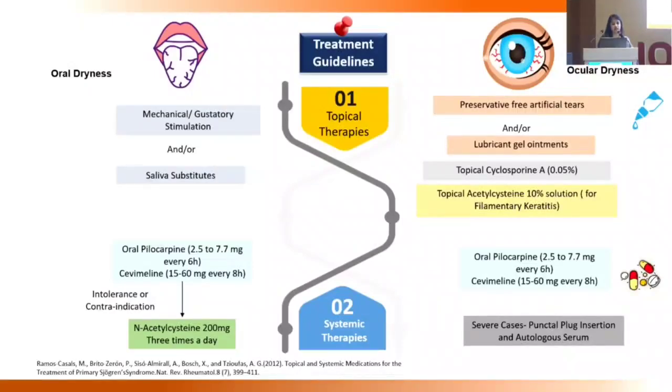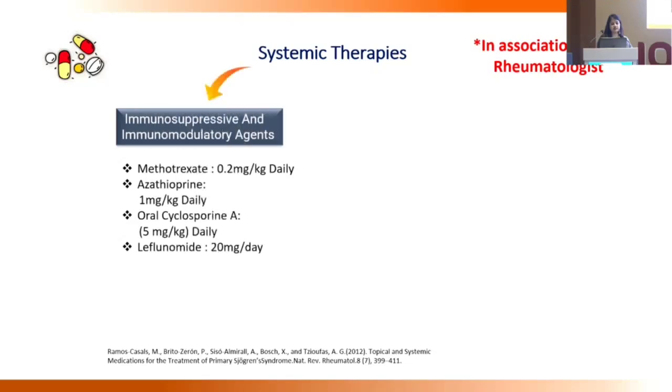Seeing that the autologous serum is prepared in a sterile condition, most of the time it will show a little bit of redness when we use it in the early stages, but most of the time they do adapt well if given with a steroid cover. So systemic therapies in association with the rheumatologist are obviously immunosuppressive or immunomodulatory agents, which are commonly methotrexate, leflunomide, and azathioprine also.